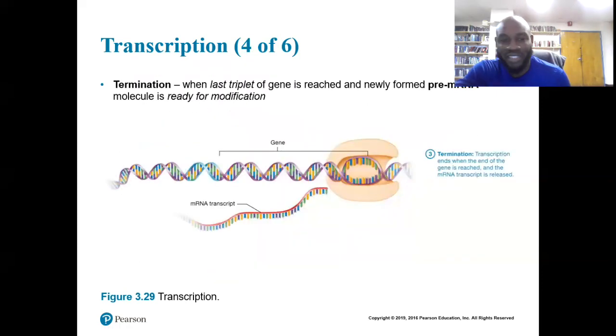Once we copy that section of DNA, copy that gene, you get to when the last triplet of the gene is reached, and the newly formed pre-mRNA molecule is ready for modification. All right, so termination. We have that mRNA. Now this is called pre-mRNA because we still have to modify it a little bit.